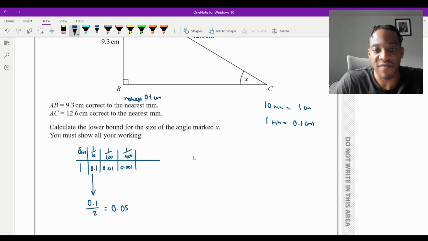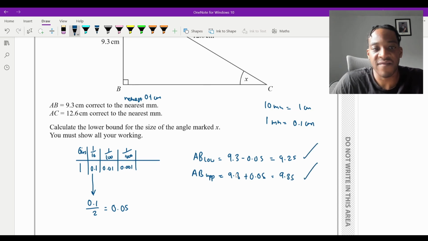Now to get the upper and lower bound, all you're going to do is add and subtract this number from your original. So for example, if I wanted the lower bound for AB, I'll call it AB low. This is just going to be 9.3, take away 0.05, and this is 9.25. And then the upper bound is going to be the same thing but added, isn't it? So there's going to be plus 0.05. This is going to be 9.35. So these are the upper and lower bounds for AB.